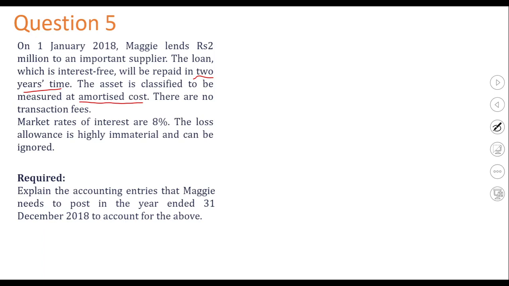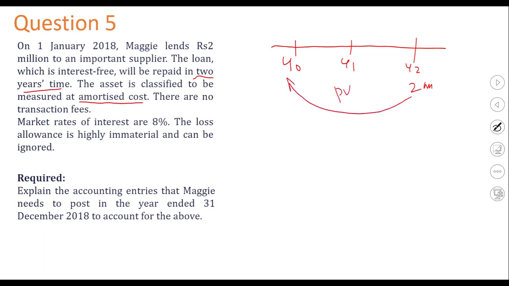In the income approach, we get the present value of the future cash flows. Now here, Maggie company gives this loan to their supplier. Today is year 0, then year 1 and year 2. He is going to pay me this loan after 2 years. So what should I do? I should get the present value of this future cash flow by using the discount rate of 8%.